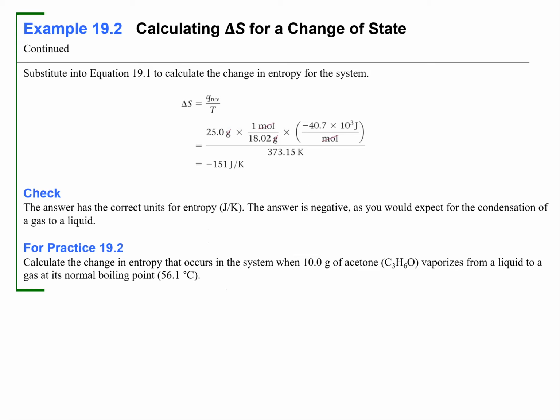And then we can plug these values into our simple equation to determine the change in entropy, where Q is going to be 25 grams, where Q equals mc delta T, 25 grams times, and we want to get rid of grams, so we're going to divide by 18.02 grams per mole, multiply by our negative 40 times 10 to the third joules per mole, which is our thermodynamic term, and then divide that by the temperature, and we're going to get negative 151 joules per Kelvin.